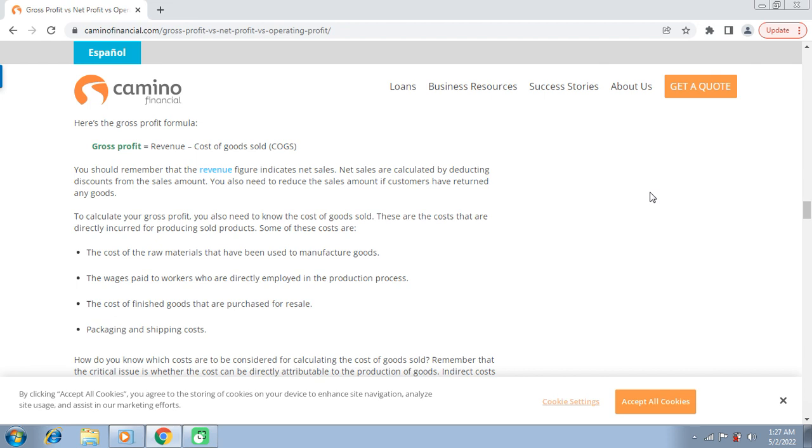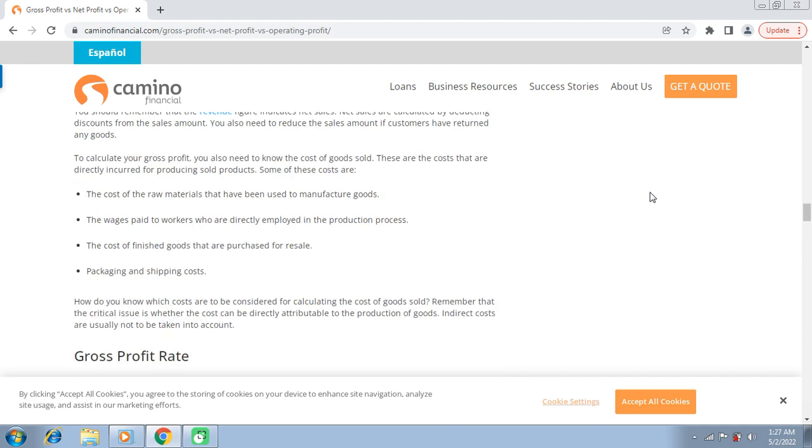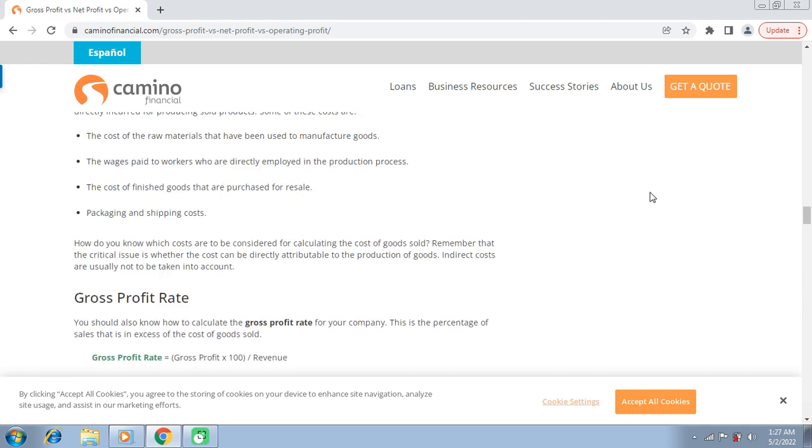These are the costs that are directly incurred for producing sold products. Some of these costs are the cost of the raw materials that have been used to manufacture goods, the wages paid to workers who are directly employed in the production process, the cost of finished goods that are purchased for resale, packaging and shipping cost. How do you know which costs are to be considered for calculating the cost of goods sold? Remember that the critical issue is whether the cost can be directly attributable to the production of goods. Indirect costs are usually not to be taken into account.